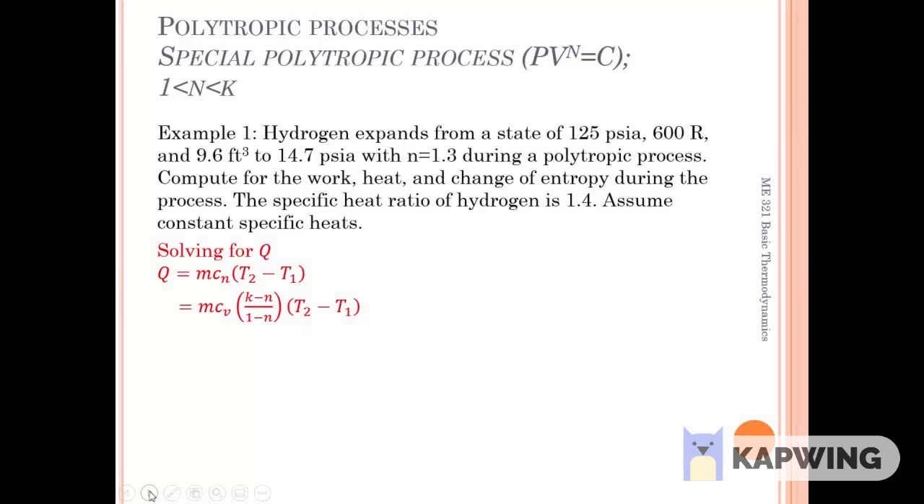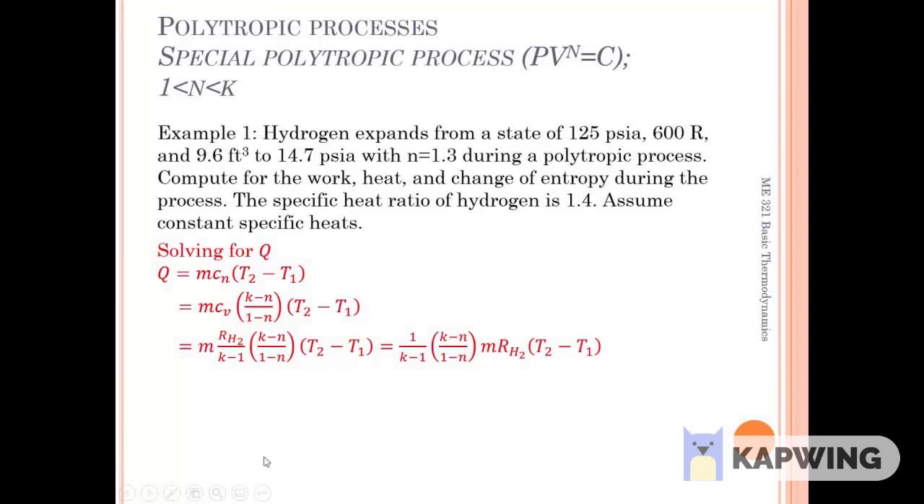First, let us write the specific heat for polytropic process C sub n in this way. Then we replace C sub V by its formula R over k minus 1. By rearranging the quantities at the right side of the equation, we will be able to see more clearly the product of the mass, specific gas constant of hydrogen, and the change in temperature of the gas.